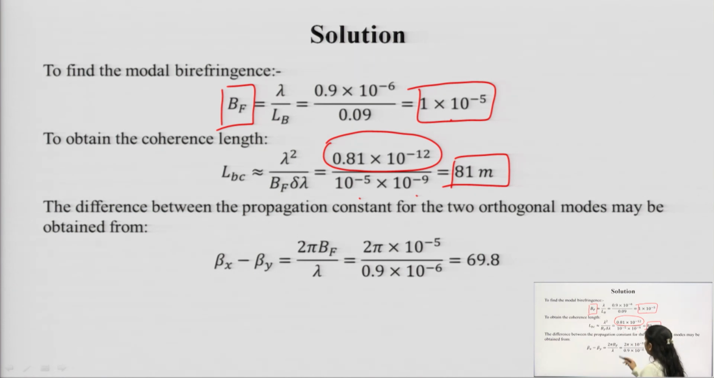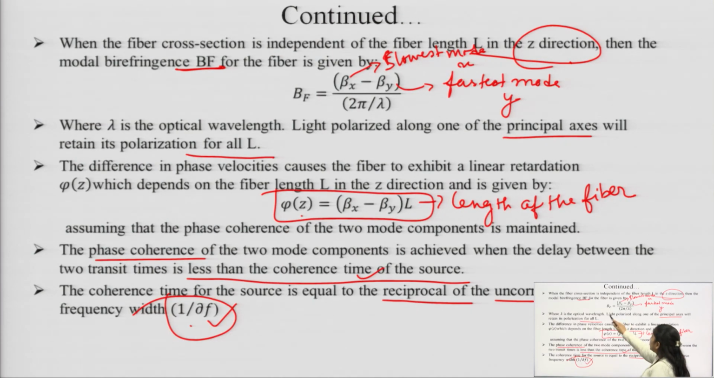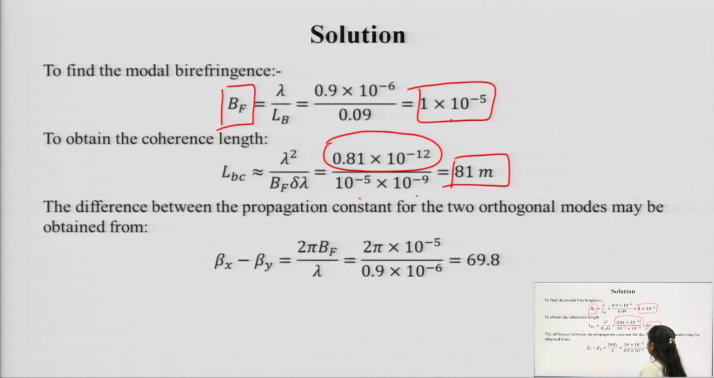Now, to calculate the difference between the propagation constants, it can be calculated with the help of the modal birefringence formula, which is Bf equal to beta x minus beta y divided by 2 pi by lambda. So, beta x minus beta y should be equal to Bf into 2 pi by lambda. Substituting 2 pi, the Bf value from the first part, and lambda 0.9 into 10 to the power minus 6, it is equal to 69.8.